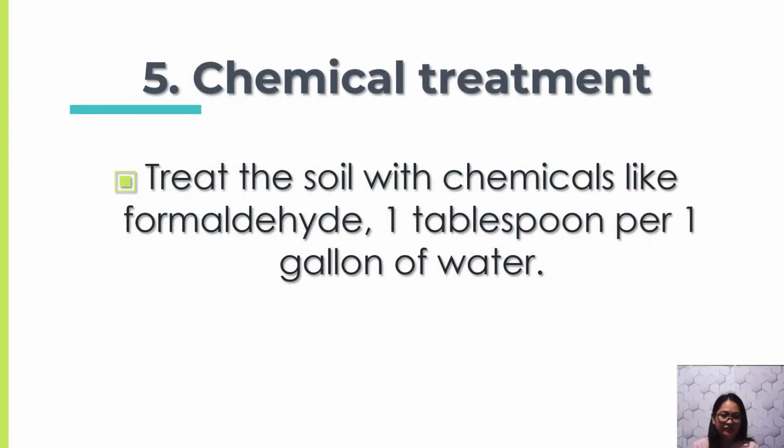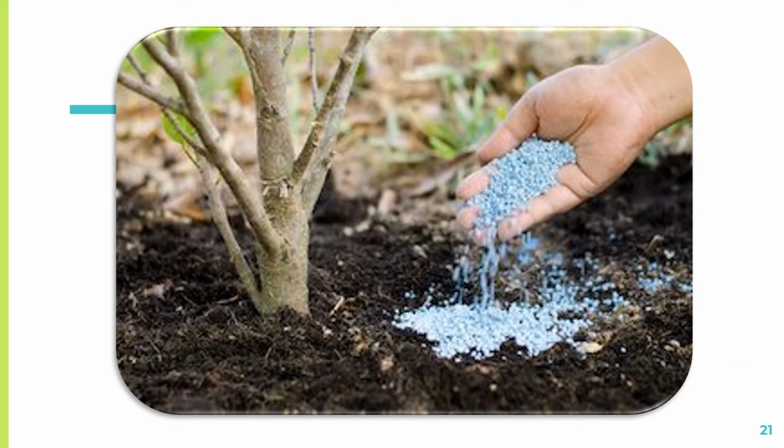And last, number 5, chemical treatment. Treat the soil with chemicals like formaldehyde, 1 tablespoon per 1 gallon of water. As you can see in the illustration, this is an example of chemical treatment. However, the use of chemicals is not environment friendly because chemicals may kill not only destructive microorganisms but also the beneficial ones and can be hazardous to one's health when inhaled. So those are the 5 practices for soil sterilization.